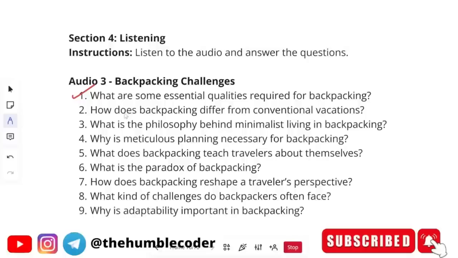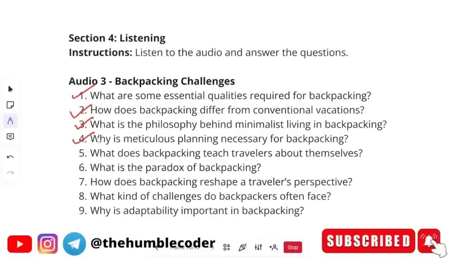The correct answer will be: essential qualities for backpacking include endurance, preparation and adaptability. Second question, how does backpacking differ from conventional vacations? The correct answer will be: unlike vacations, backpacking requires carrying only the essentials and traveling with a minimalist approach. Moving on to the next question, what is the philosophy behind minimalist living in backpacking? The answer will be: the philosophy behind minimalistic living in backpacking is to rely on only what is necessary.